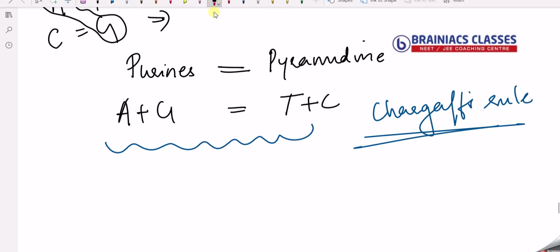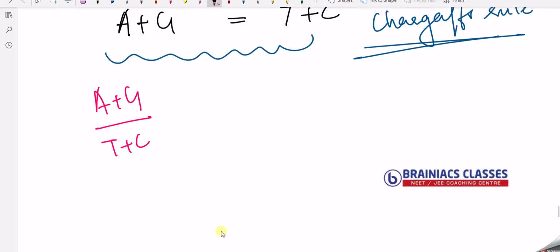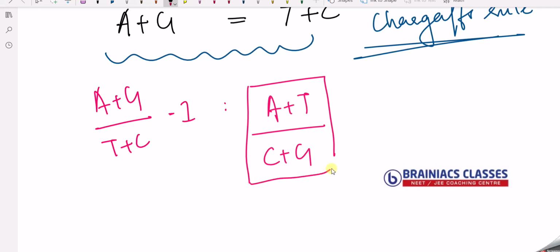Now look carefully. What I'm going to do is divide A plus G by T plus C. What is this? It is equal to 1. This will always be equal to 1. Sorry, this is not the base ratio. What I'm going to do is A plus T by C plus G. This ratio, A plus T by C plus G, is called the base ratio. Understand?